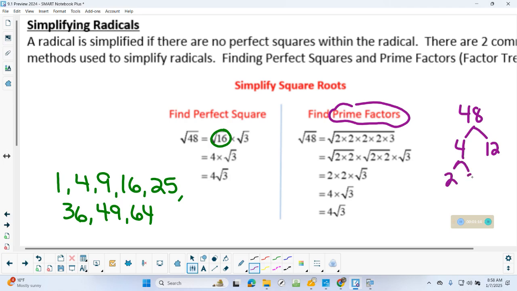4, I could do 2 and 2. 12, I could do 4 and 3. Now, 4 is not prime yet. You can still break that down. So that's what they've got, all of your prime factors here. I don't care which way you do these, okay? I'm going to show you both. We're going to practice both.